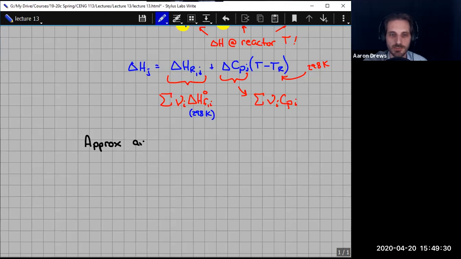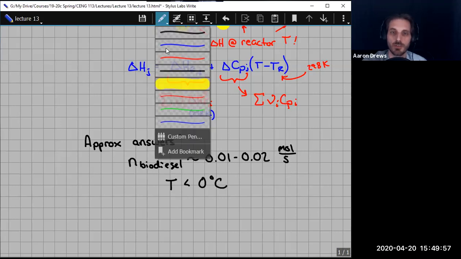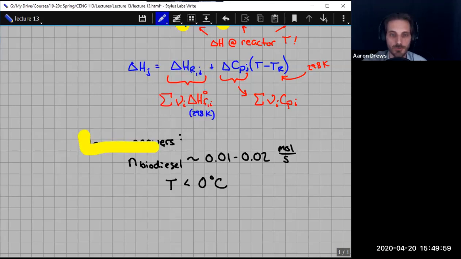Here are some approximate answers that you can try while you're waiting for me to post this, if you want to give it a shot. The amount of biodiesel that we're going to create will be around 0.01 to 0.02 moles per second, quite a bit lower than what we had before. And the outlet temperature is actually going to be less than 0 degrees C. The reason being, it's an endothermic reaction. All of those are actually endothermic reactions.